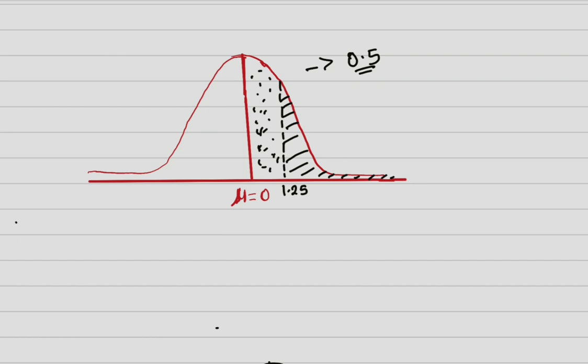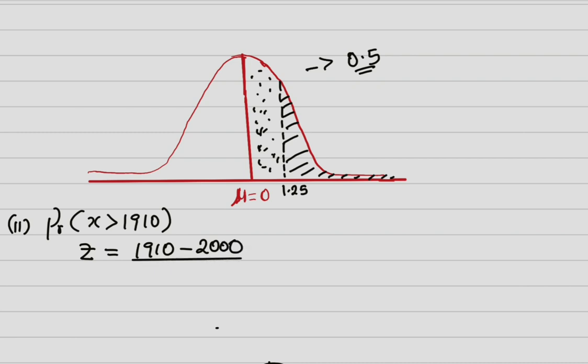Okay, Roman figure 2. Probability of x greater than 1910 hours. So we standardize it. So Z is equal to 1910 minus 2000, remember our mean, then over 120. Now doing this, we are going to have minus 90 all over 120, which will be minus 0.75. Okay, that is what we are to get.